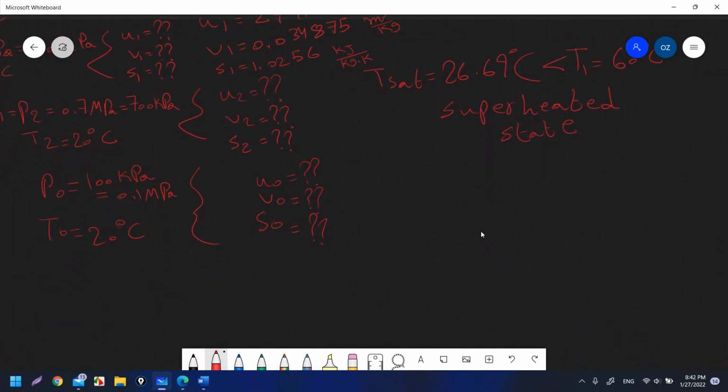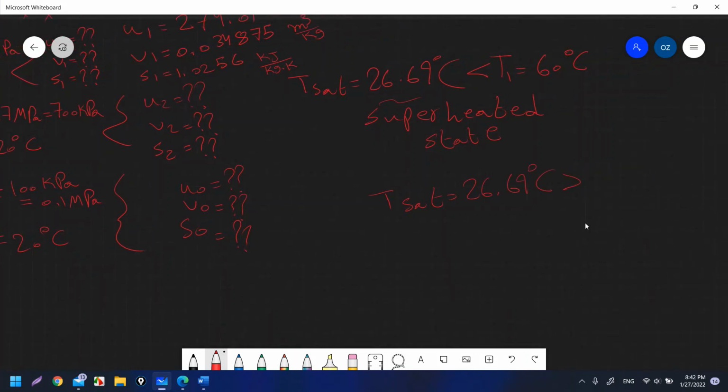So we can say Tsat, the same one, 26.69 degrees Celsius, is bigger than my temperature T2, which is 20 degrees Celsius. Then the state is subcooled, but subcooled is usually treated as a saturated liquid. So we'll get the properties at F, saturated liquid.